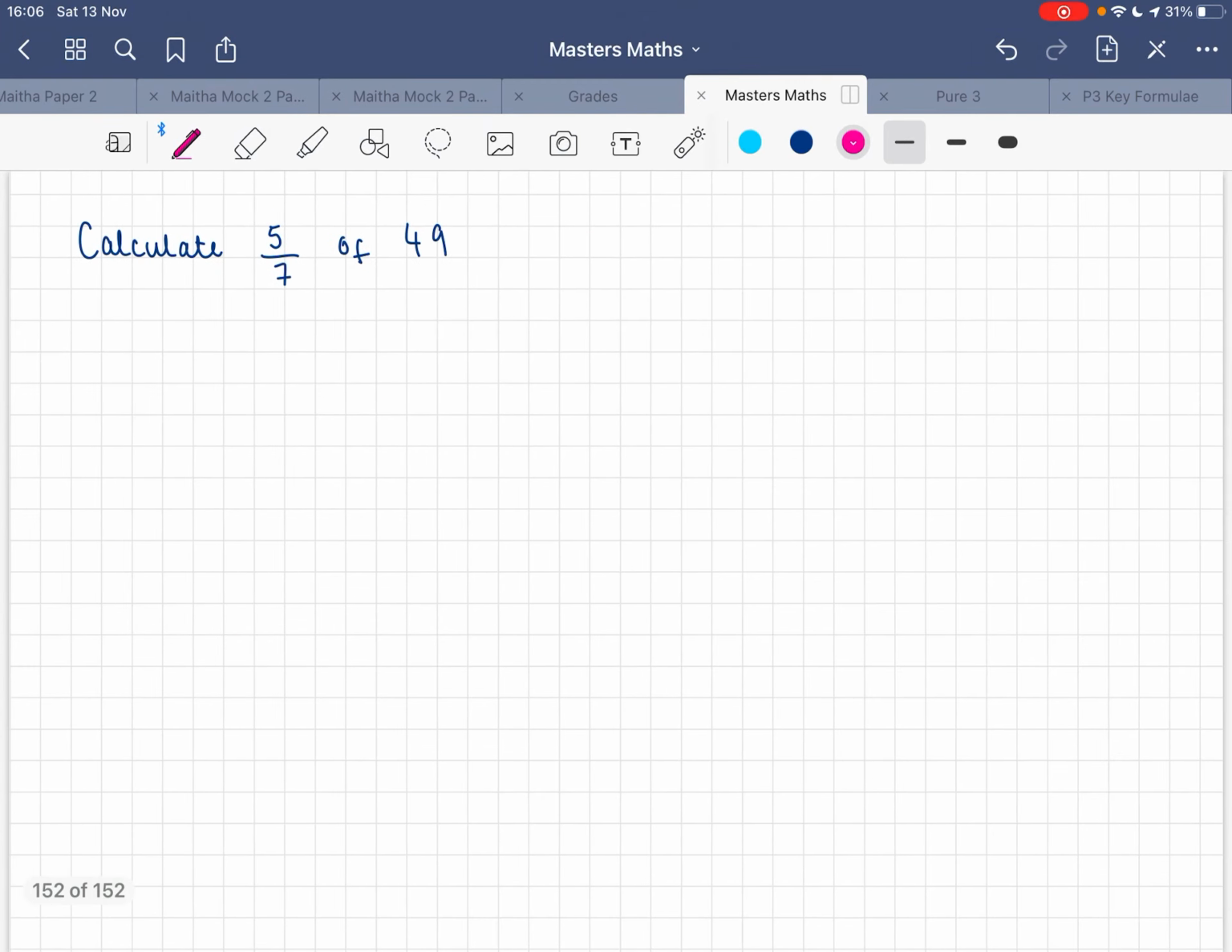The last one: calculate 5/7 of 49. Again, you're in a privileged position because you have a calculator. Of always means times. So in your calculator, you can put 5 over 7 multiplied by 49. That is enough for your working out. Type that into your calculator and it gives you 35.